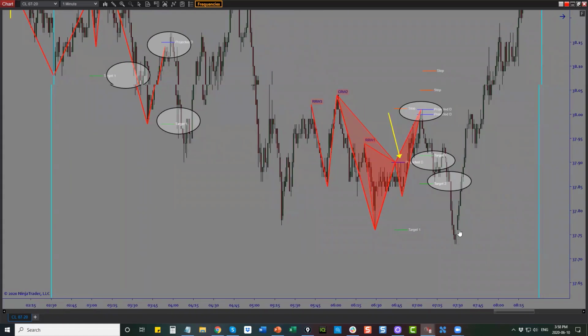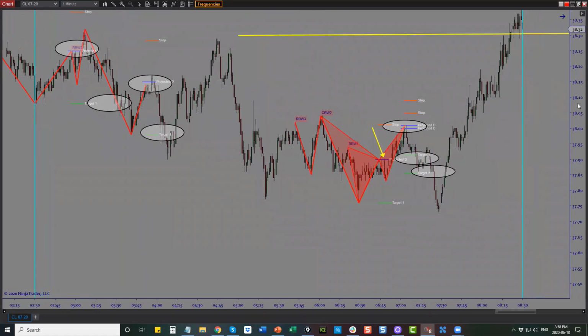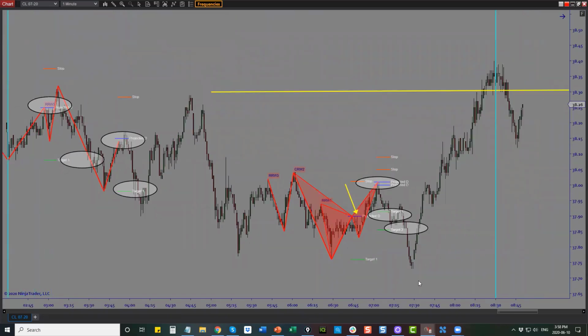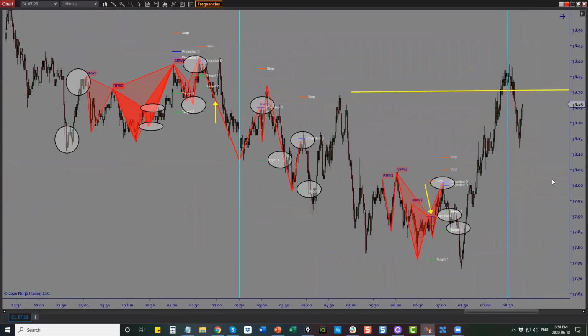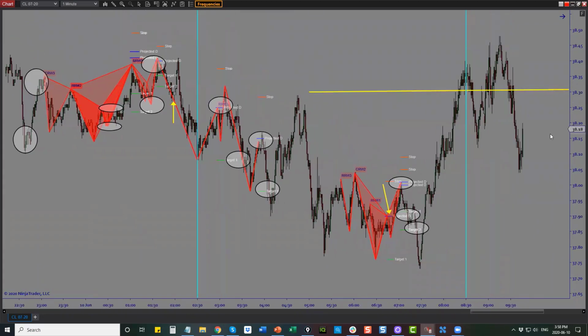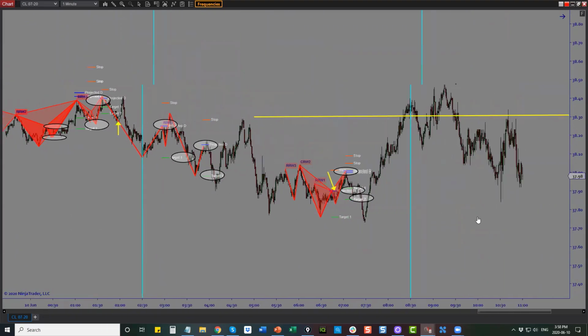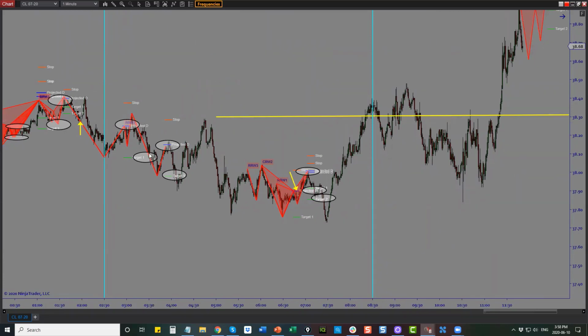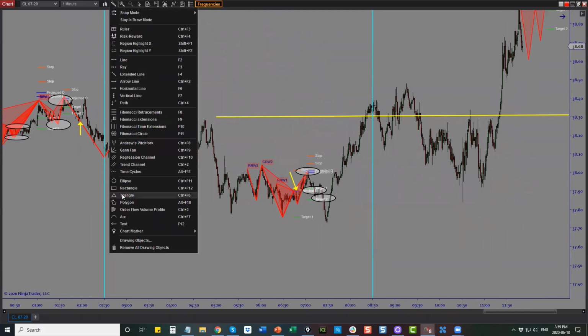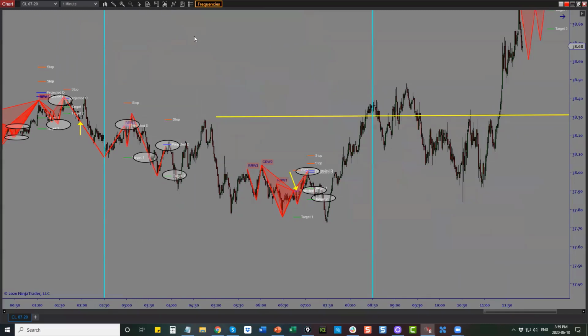Okay, so wait for it. Now we're going back to longs, and we already did that one. This is the yellow line where we said this is where we are today. This was today. So now we're looking for longs here. So let's turn them back on. How many trades is it? That was one, two, three, four, one stop out. So four trades, three wins, one stop.